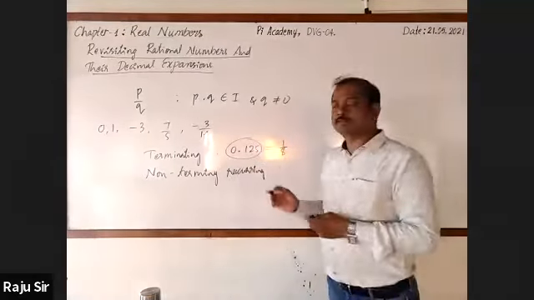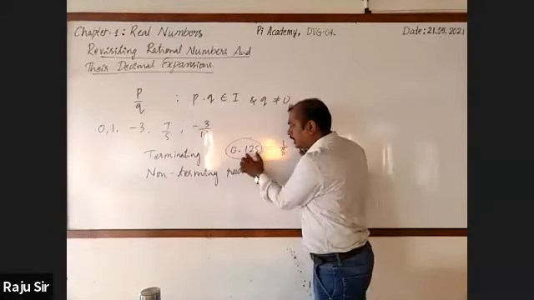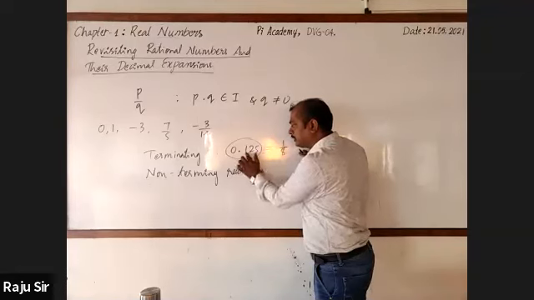It is a terminating decimal because we have a countable number of digits in the decimal form. Only 3 digits are there.